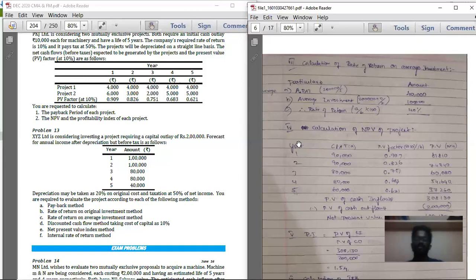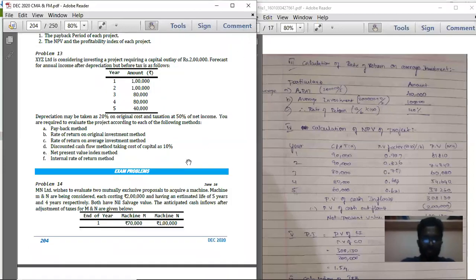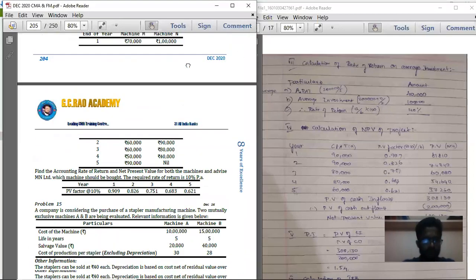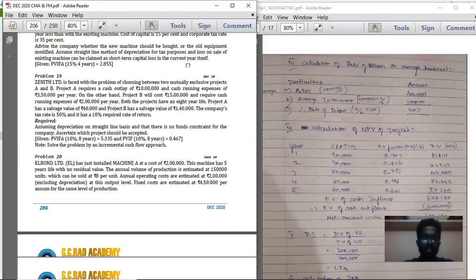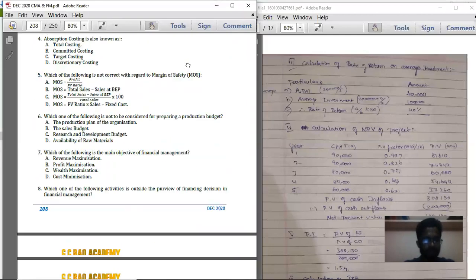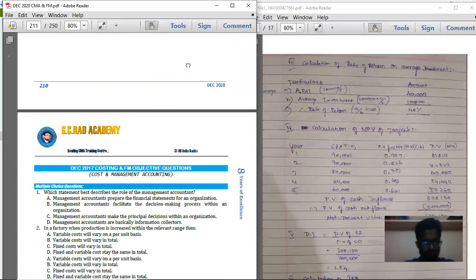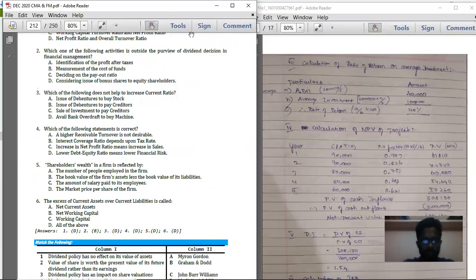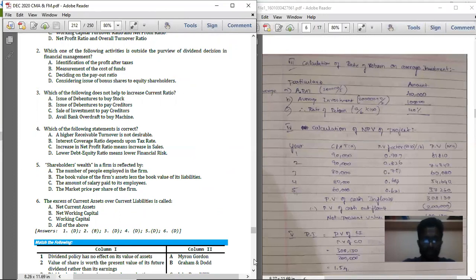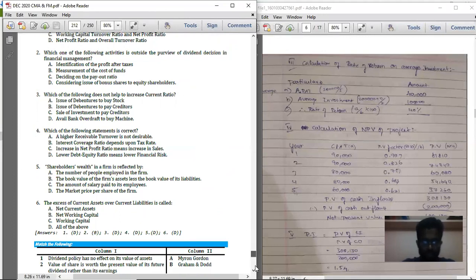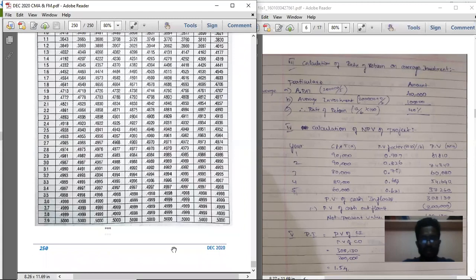So statement number 4, calculation of NPV of the project. Once again we have to check whether they have attached the present value factors in this material, so that it will be easy for us to check the values. They have attached. Okay.